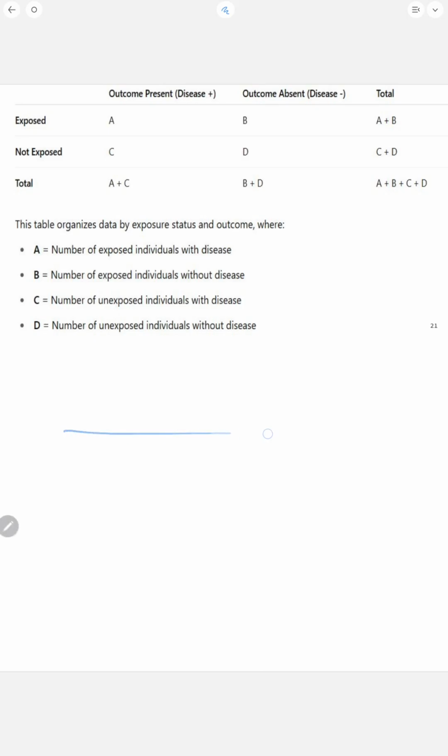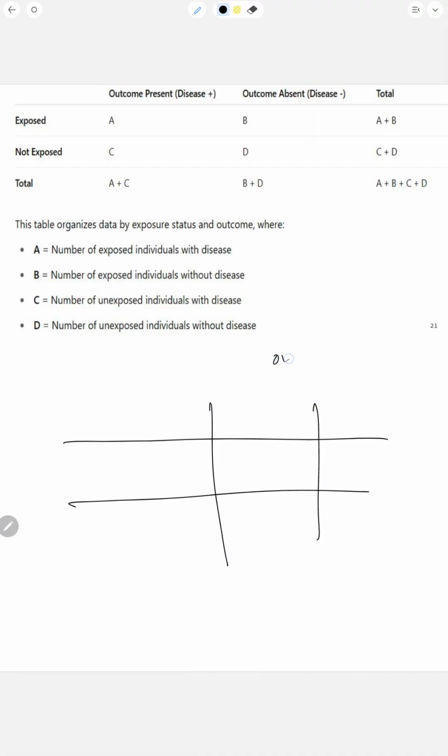So remember, when you're drawing these tables, what you want to know is your outcome is going to go up there, and then your risk or your test is going to go on this side. So meaning, if your test is positive, or risk positive, and then here you're going to have your outcome positive. So here's going to be obviously outcome negative. Here's obviously going to be risk negative.